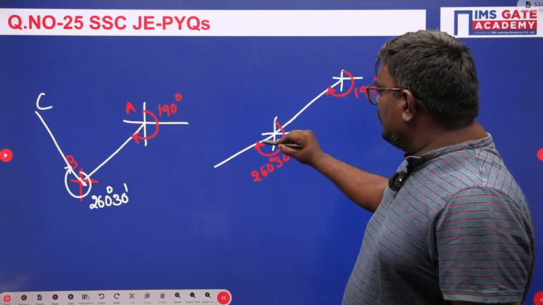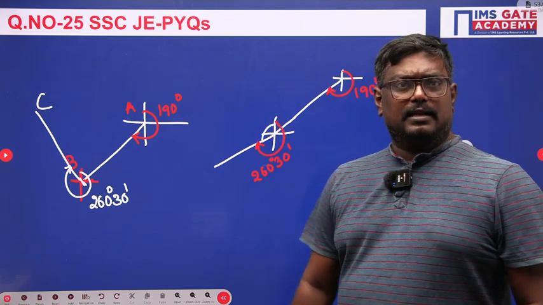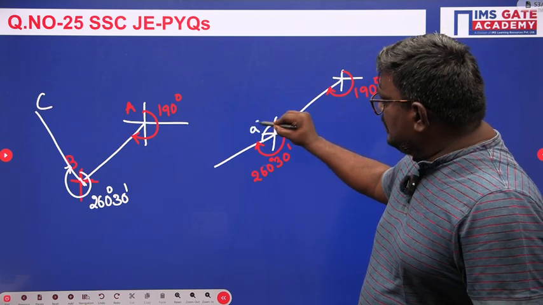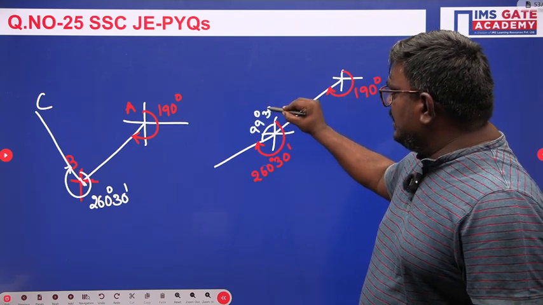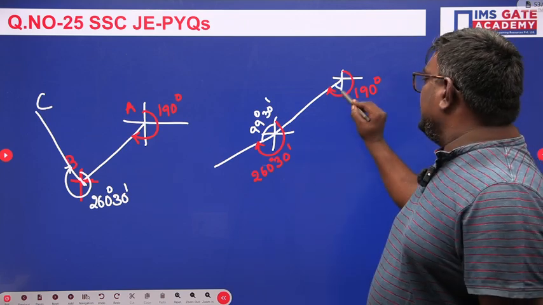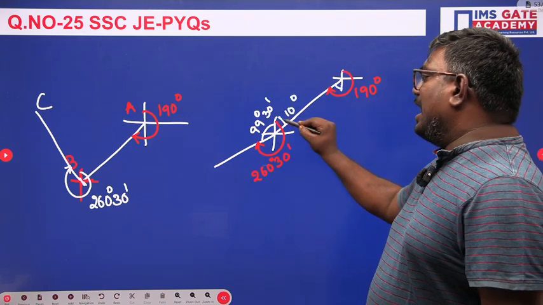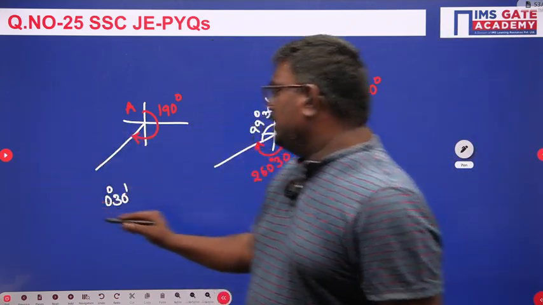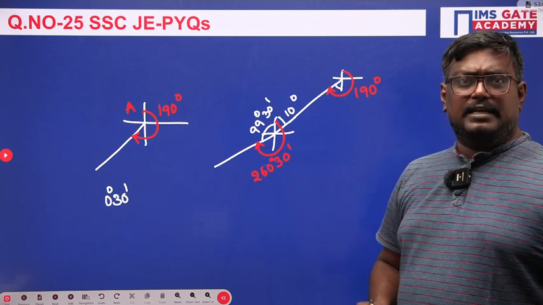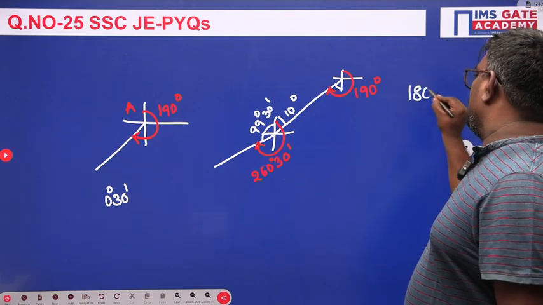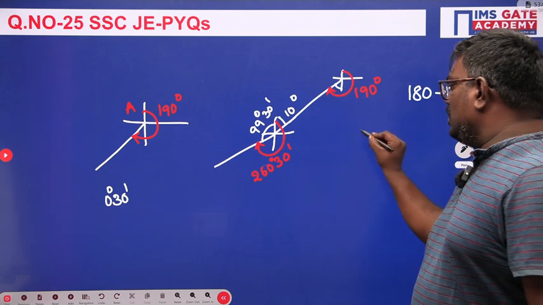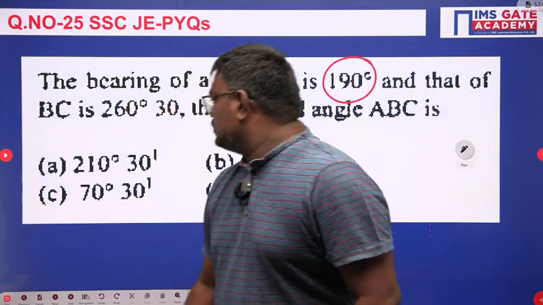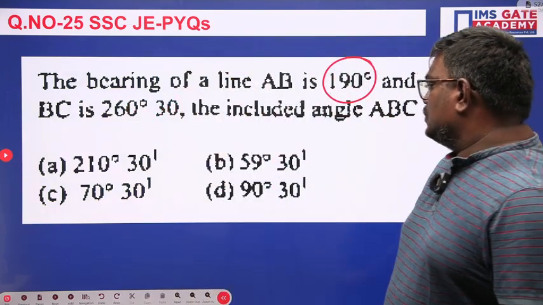Now, my dear students, what will be this angle? This angle will be 360 degrees minus this angle, so it will be 99 degrees 30 minutes. And if this is 10 degrees, this will also be 10 degrees. So if you add these two, are you getting it? Please note the quadrant here, because 180 to 270 is the third quadrant. So the total angle will be 109 degrees 30 minutes. So let us see the solution here.